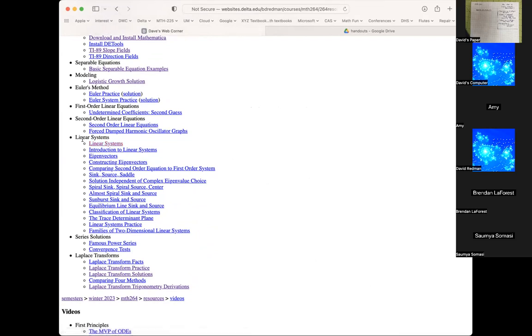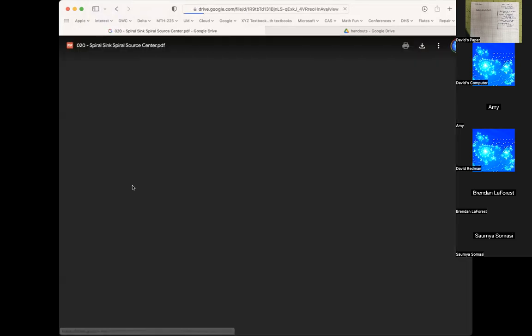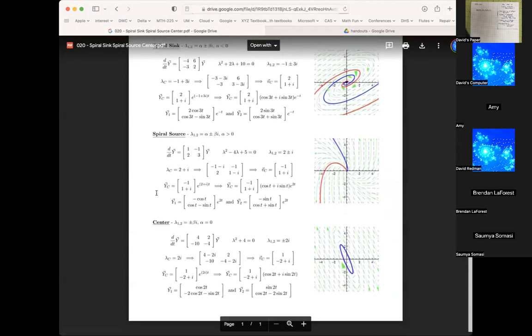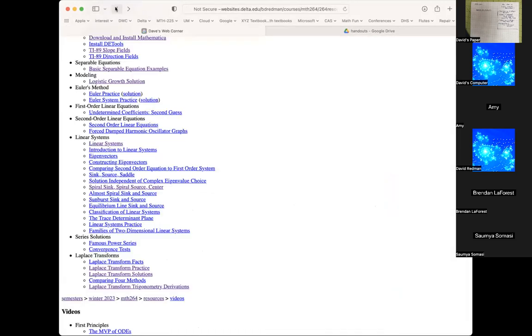But here under linear systems, I have all the handouts that I just showed you just about one at a time. This last one, called Families of Two-Dimensional Linear Systems, was not in the booklet that I gave you. But all these others here are printed in the booklet that I gave you. So you can find these singly or all at once in this packet, as you wish. You click on one of these, you'll just get that page from the booklet, just that single page. Okay, good.